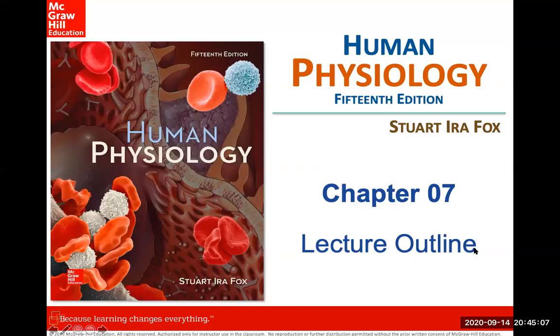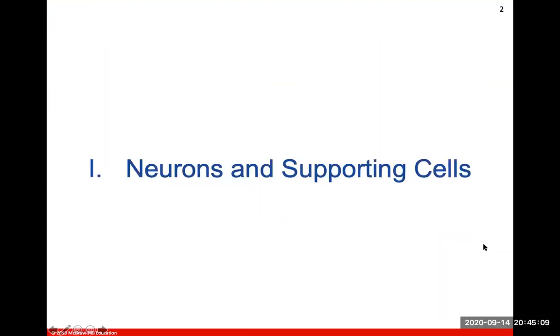Welcome class to chapter 7. This is really our introduction into the nervous system. So we'll review a little bit of the anatomy of the nervous system, and then we'll get into some of the pathways of the nervous system.